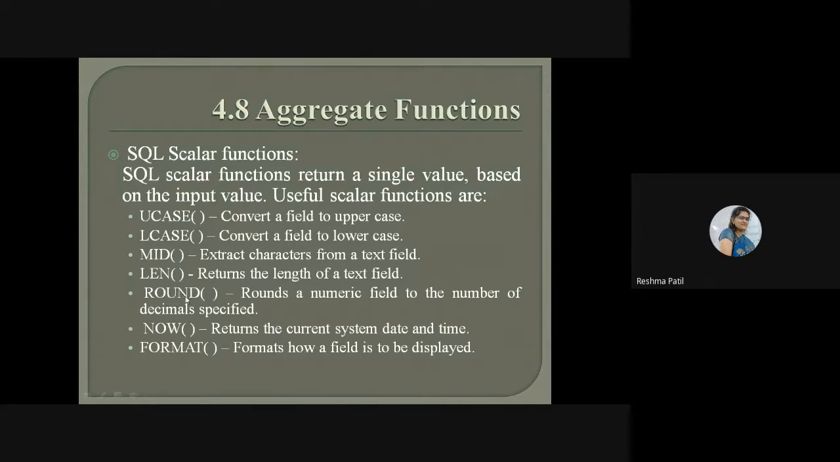A round function is there, it will round the numeric field to the number of decimals specified. As many decimals as are specified, that much the numeric field is going to be rounded. Now is the function used to show the current system date and time. And format is used to format how the field is to be displayed to the user.